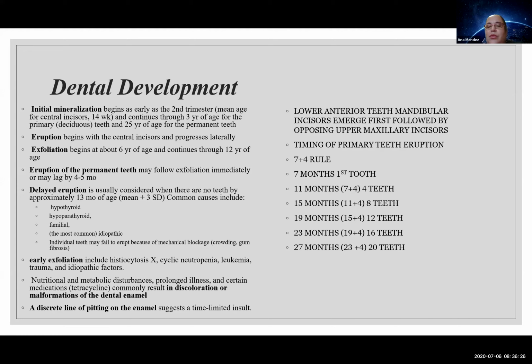And then you get 4 teeth, okay? At 15 months, which is 11 + 4, you get the next set. So by 15 months, you usually have 8 teeth. Then 15 + 4, 19 months, and 8 + 4, around 12 teeth. 19 + 4, 23 months, there's around 16 teeth. And then 23 months + 4, 27 months, and 16 + 4, you usually get around 20 teeth, okay?